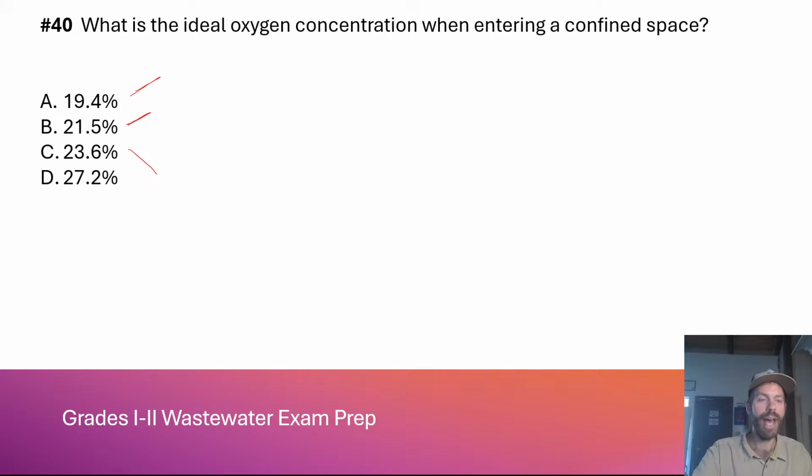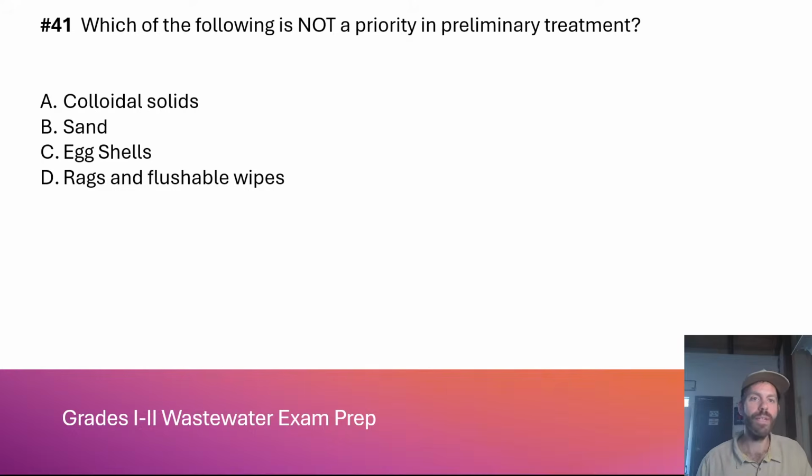One more and I'll check the chat. 41, which of the following is not a priority in preliminary treatment? A, colloidal solids, B, sand, C, eggshells, D, rags and flushable wipes. Read it one more time. Which of the following is not a priority in preliminary treatment? Colloidal solids, sand, eggshells, or rags and flushable wipes?